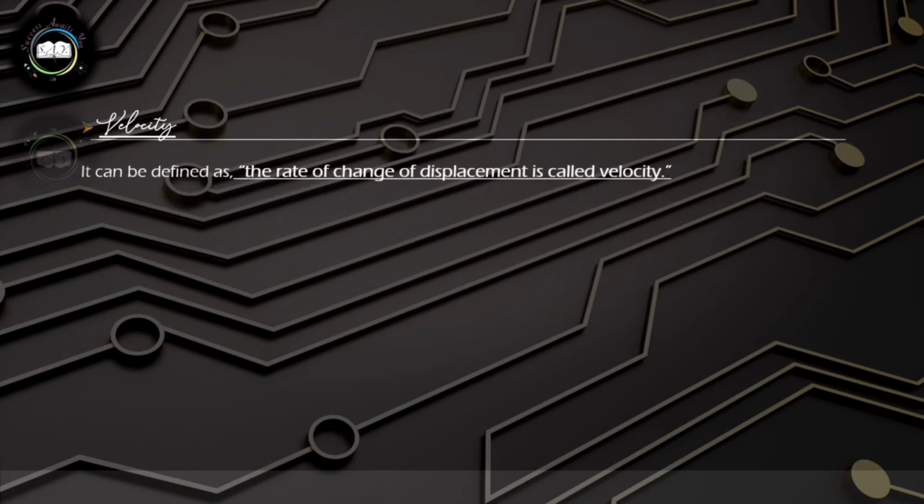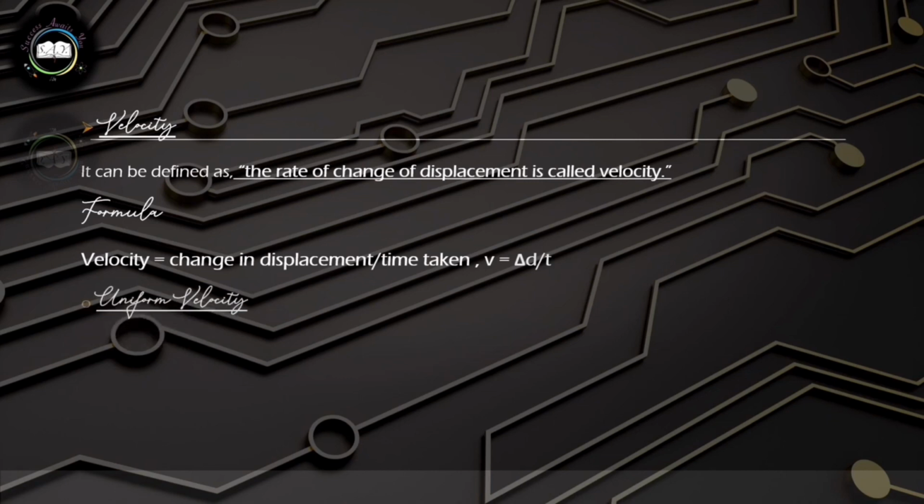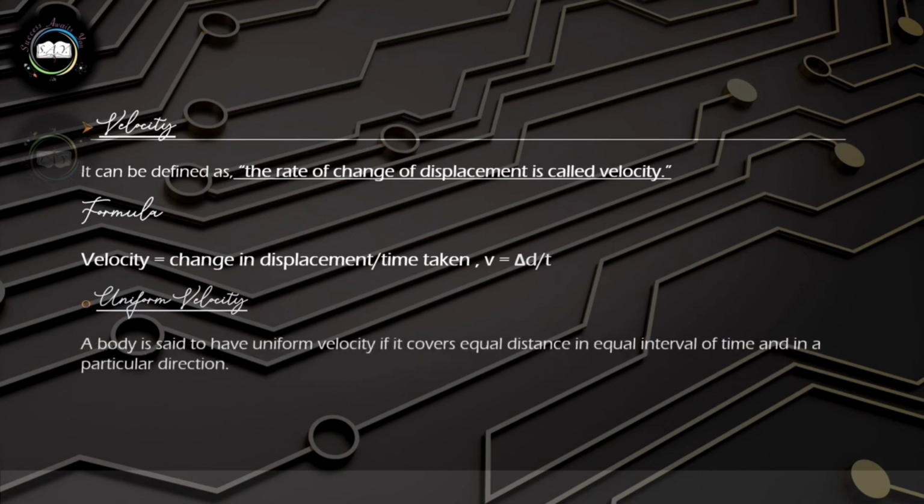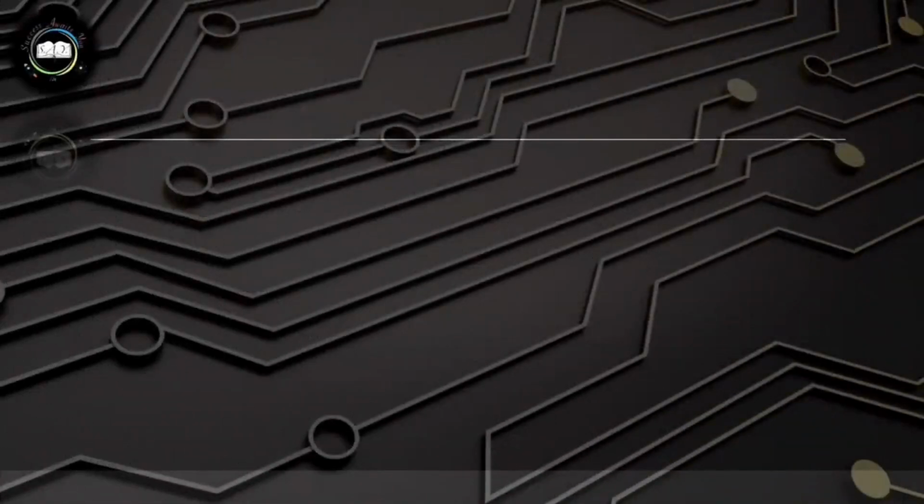Velocity. The rate of change of displacement is called velocity, or you can say that the distance covered in unit time by a body in a specified direction is called velocity. Its formula is change in displacement upon time taken, or V equals delta D upon T. It is a vector quantity. Uniform velocity. If a moving body covers equal displacement in equal intervals of time, its SI unit is the same as that of speed.